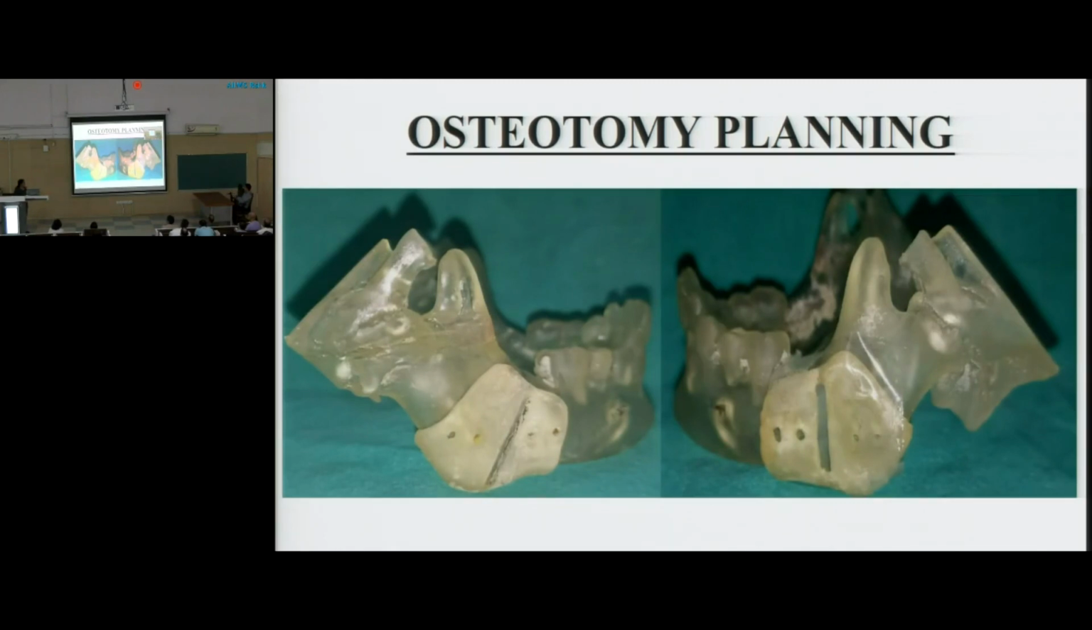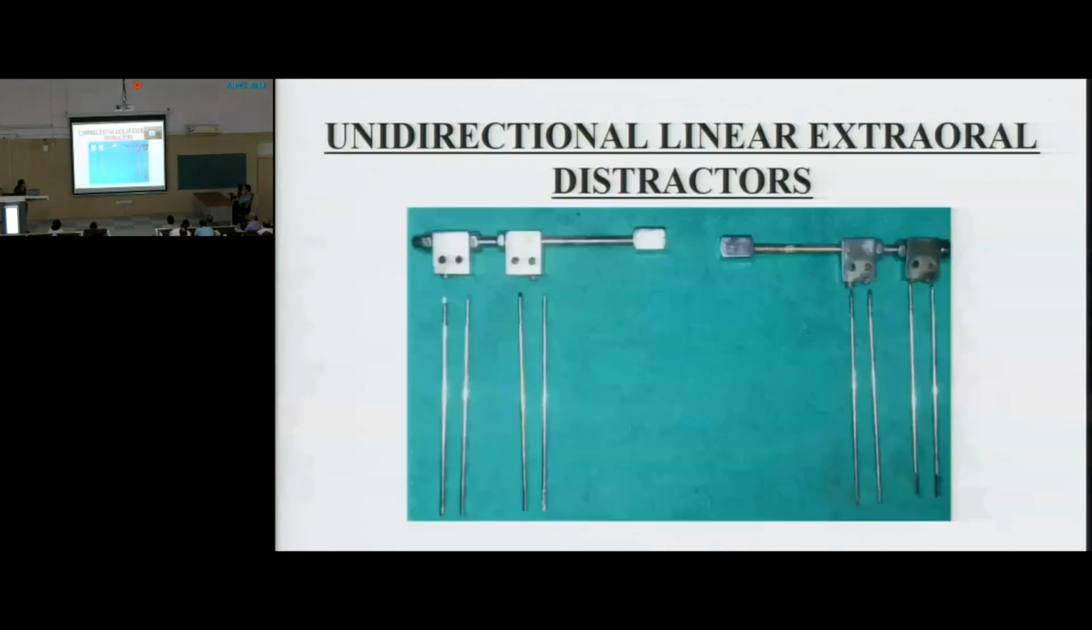We should also plan for the inferior alveolar nerve marking, and where we have to place the distractor pins and the osteotomy cut, so that we don't injure the hard tissue, the soft tissue, and also the nerve. And then these are the distractors which were placed for the patient.